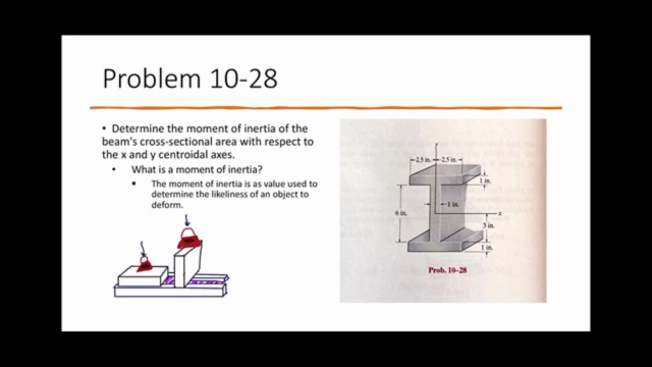A perfect example of this would be if we had two identical beams. For this example, let's say it is a 4-inch by 2-inch beam. And we applied a 10-pound load to the center of mass of each, one on its 4 side and one on its 2 side. Most people would say that object 2 is going to be more stable than object 1 and would be better for holding it, wouldn't deform as much. But why is that?